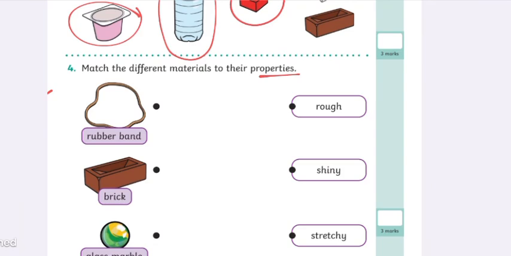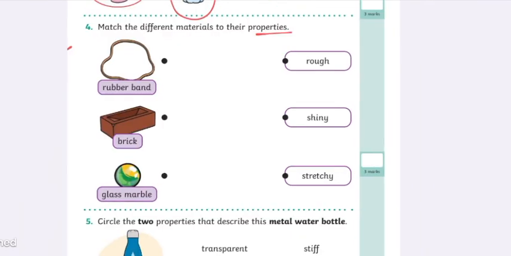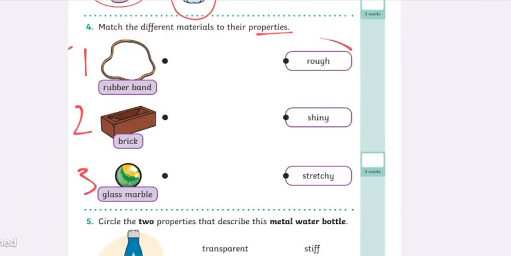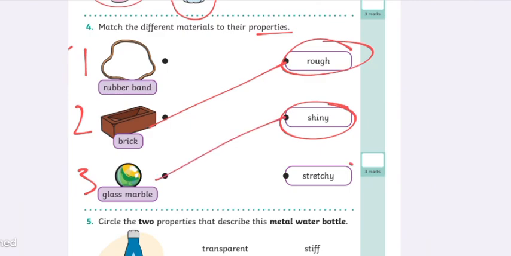And match the different materials to their properties. So we study that we have objects and we have materials. After this, each object has its own properties. It means it can be hard, rough, smooth, shiny, and so on. So I will write 1, 2, 3. So which one is rough? The brick. Yes. Which one is shiny? Glass. Which one is stretchy? Rubber band. That's right. So stretchy is the same as bendy and flexible.